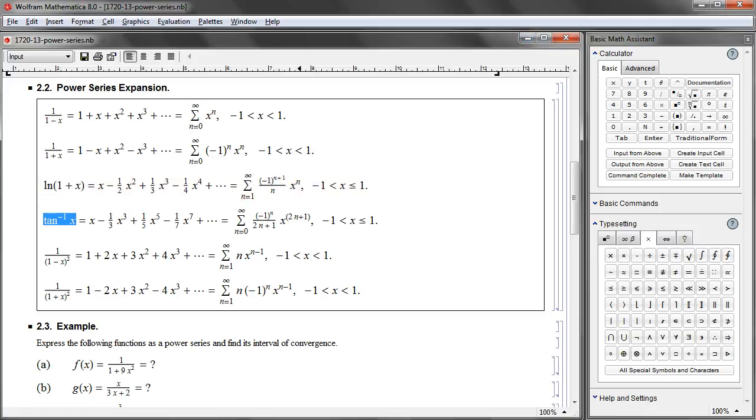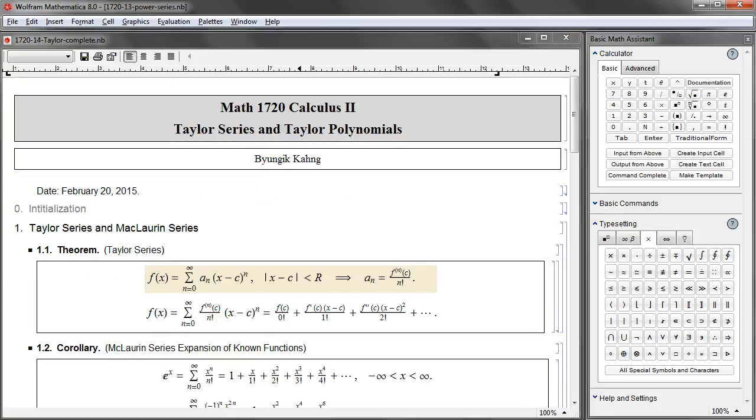For arctangent, it's going to be an even more tedious thing to take the derivative repeatedly to get the coefficients 1, negative 1/3, positive 1/5, negative 1/7, and so on and so forth. But it is possible. I never said this Taylor's theorem is a practical formula.